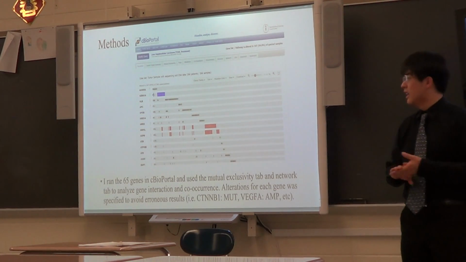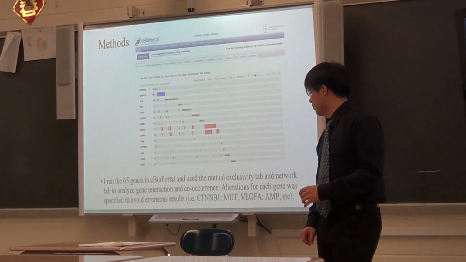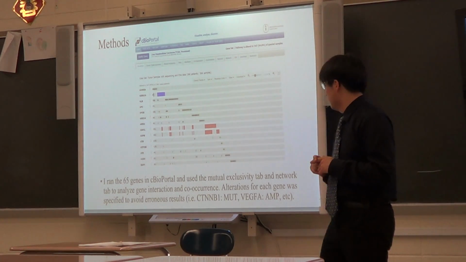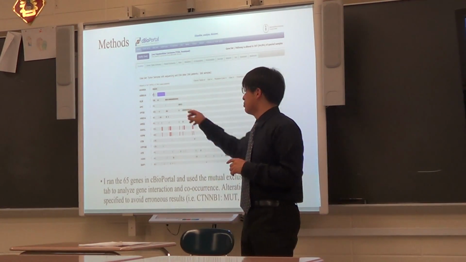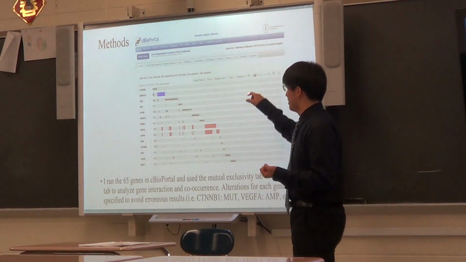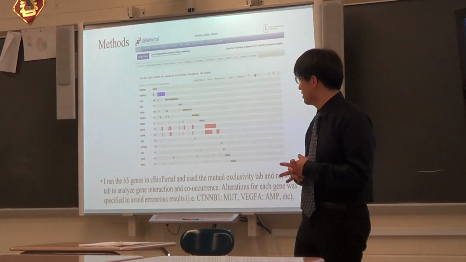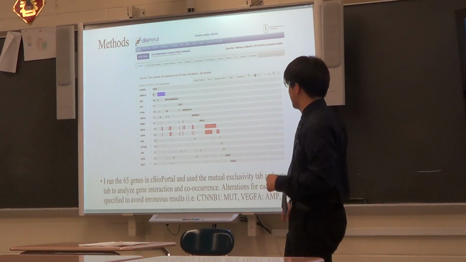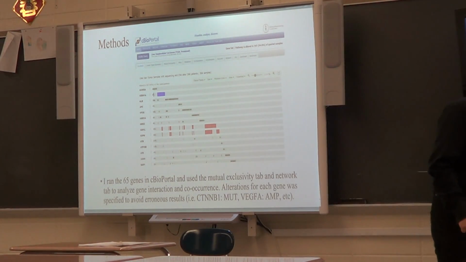So, first, methods. I ran the 65 genes in a website called CBio Portal, and then I used a mutual exclusivity tab in order to see their relationships. Basically the reds would be amplification in this place, and then the greenish blacks would be mutations, and the blues would indicate the deletions. So these are the types of mutations that each gene undergoes in liver cancer. I first tried to show all of these, and then I used the mutual exclusivity tab to try to see the relationships more.